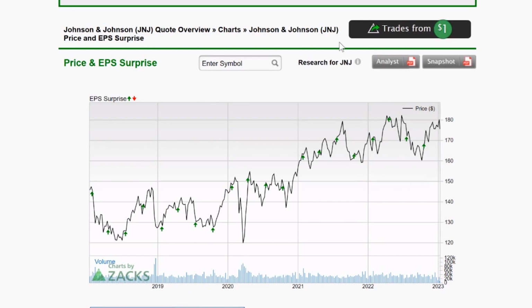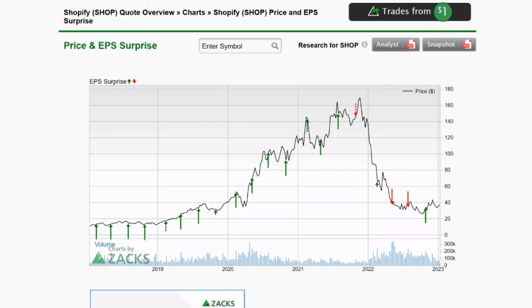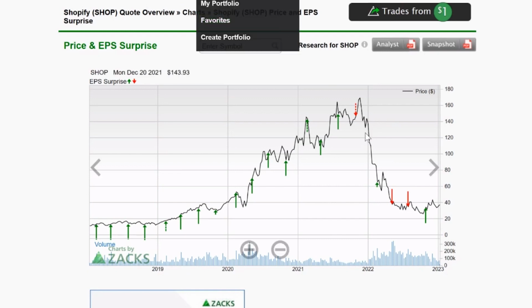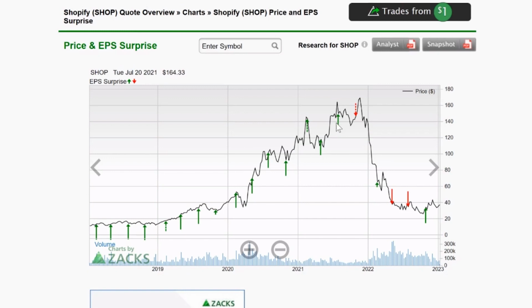So let's look at another company that we all know, Shopify, ticker SHOP. Now, I chose this chart because up until 2021, it had that tremendous track record. Now you can see the bigger green arrows than you could see on Johnson & Johnson. And these green arrows are telling you these were enormous beats. You can also scroll over these again, and you can see the last green arrow in 2021 was an earnings surprise of 128%. These are explosive beats.